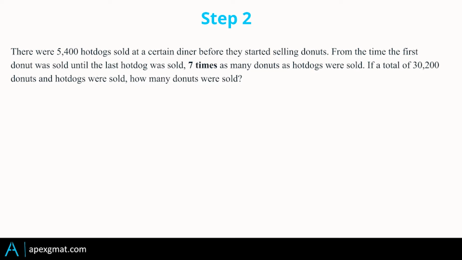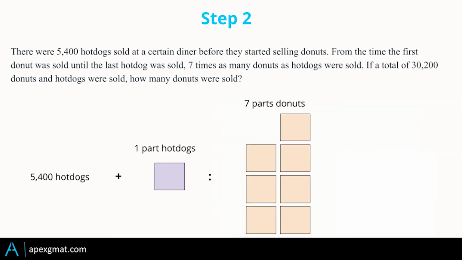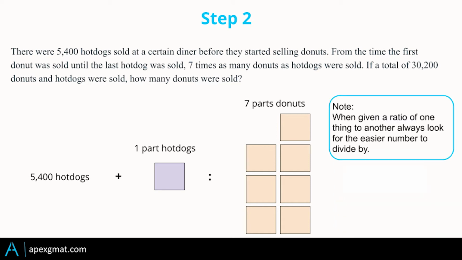So when we have 7 times, what that means is we have 8 parts. That is, it's saying for every one of these, we have 1, 2, 3, 4, 5, 6, 7 of these, meaning in total there are 8. So while 7 is kind of a scary number, 8 is a number we can divide by easily. So you always want to look for that when you're given a ratio of one thing to another, especially when they say something times as many.